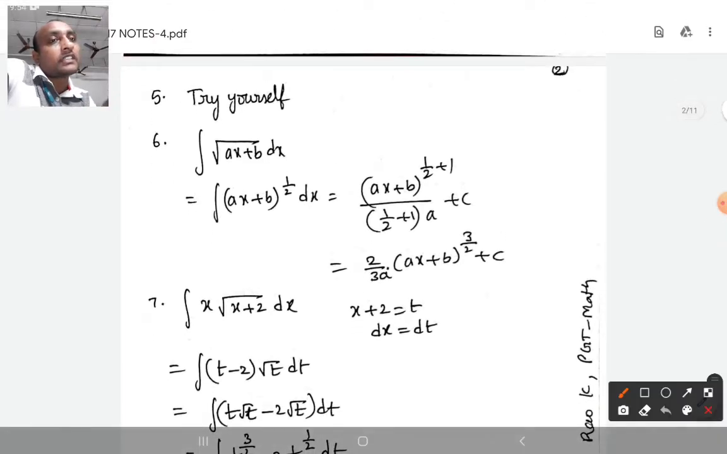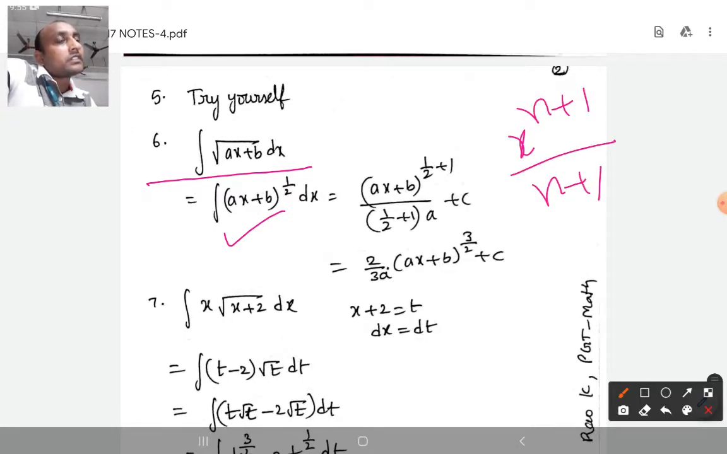Sixth question, I say it is not a substitution method question. Directly you can take (ax plus b) whole power 1 by 2 and apply the x power n plus 1 by n plus 1 formula. (ax plus b) whole power 1 by 2 plus 1, divided by 1 by 2 plus 1, into a. Why has the into a come? Because of the x coefficient. Plus c. So the final answer after simplification will be like this.